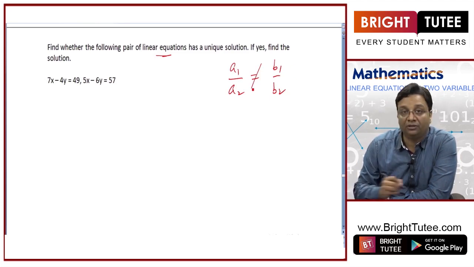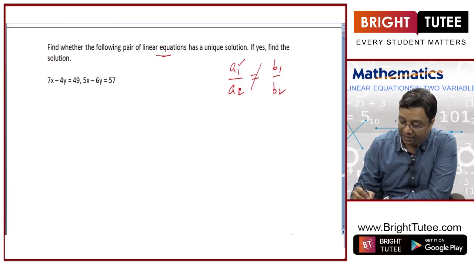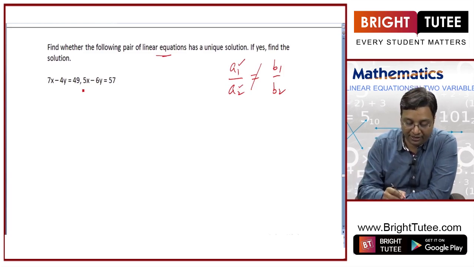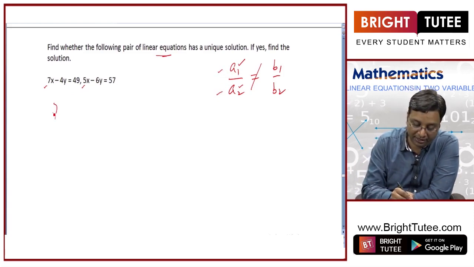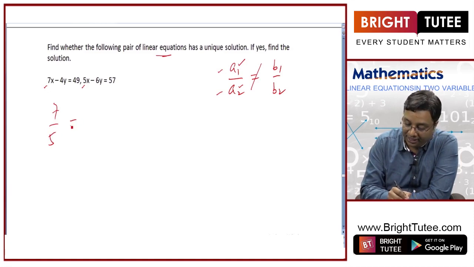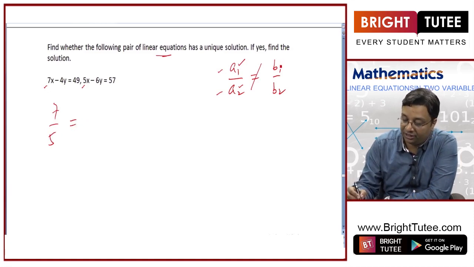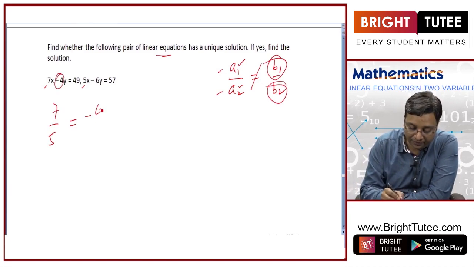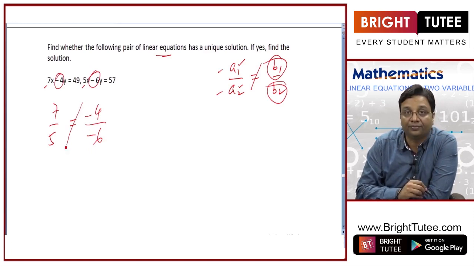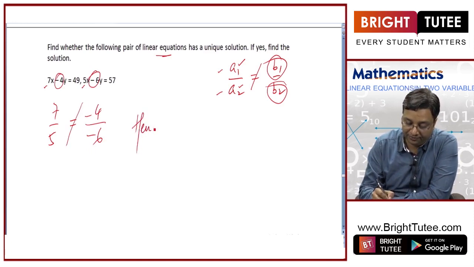If this was not equal, then we said that it has a unique solution, right? Where a1 and a2 are coefficients of x. For example, in this question, 7 and 5 are acting as a1 and a2. So I'll write 7 by 5 here, and I'll compare it with the ratio of coefficients of y, b1 and b2. So minus 4 divided by minus 6. Is it equal? No, it is not equal. Hence unique solution.